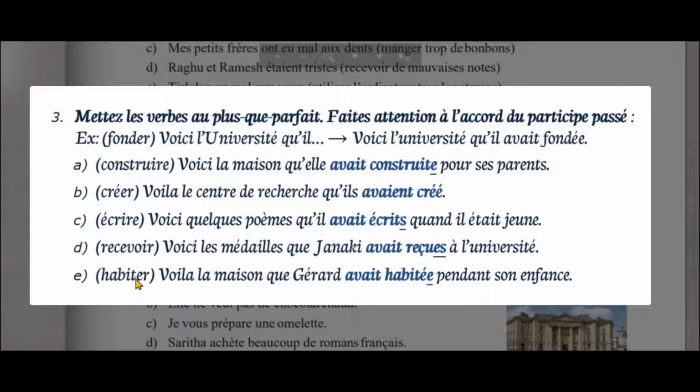And the last one, habiter, to live or to live in. Here is the house that Gerard had lived in during his childhood. Now, house again, we already know it's feminine singular here, so that's why an additional E is added here. And before that, you have to put avoir in the imparfait form, which is AVAIT.